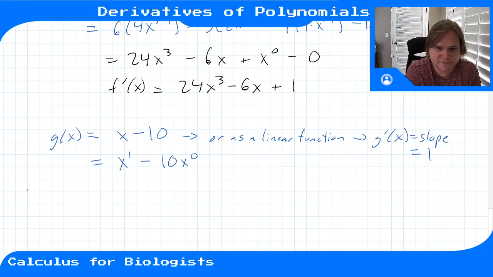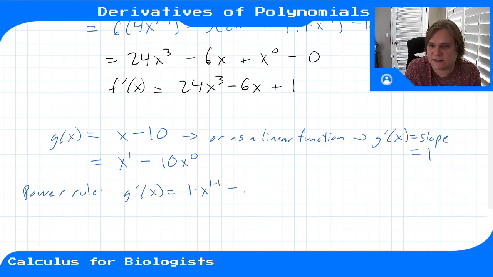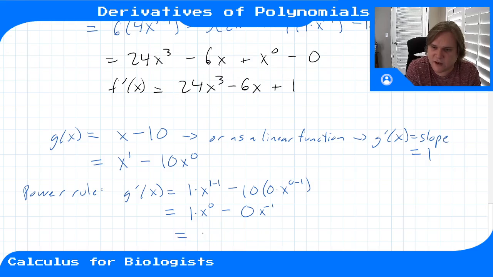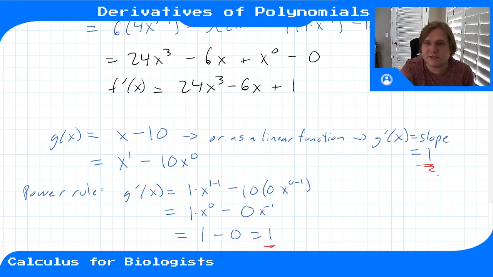If we apply the power rule to this function, we get g prime of x is equal to 1 times x to the 1 minus 1, minus 10 times 0 times x to the 0 minus 1. So this gives us 1 times x to the 0 minus 0, but that's just 0. So this gives us 1 minus 0 equals 1. So these are the same. You do it by the power rule, or by saying that it's a linear function with slope 1. Either way works. Just for consistency with the rest of the powers, I did the power rule above, but whichever way is less confusing for you.